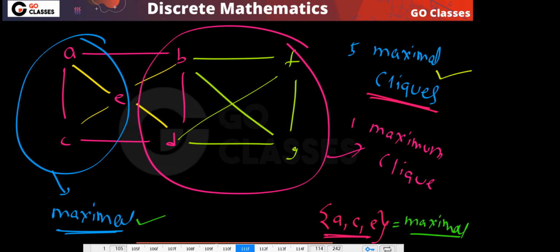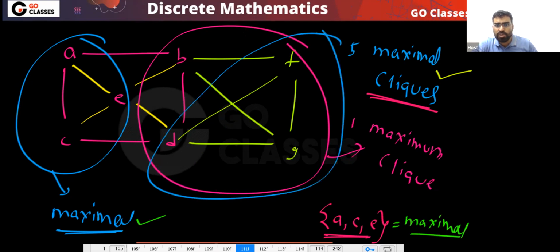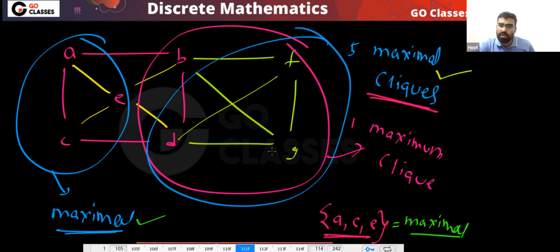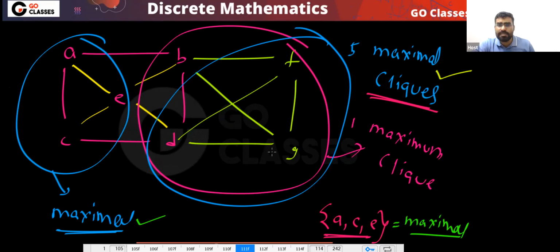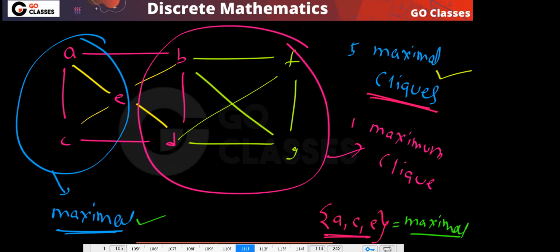But remember, consider this DFG. This is also a clique because this is a complete subgraph, pairwise adjacent vertices. But this is not maximal because you can make it bigger by adding B. Exactly. Any other doubt? No, sir. All clear. Thank you very much, sir.